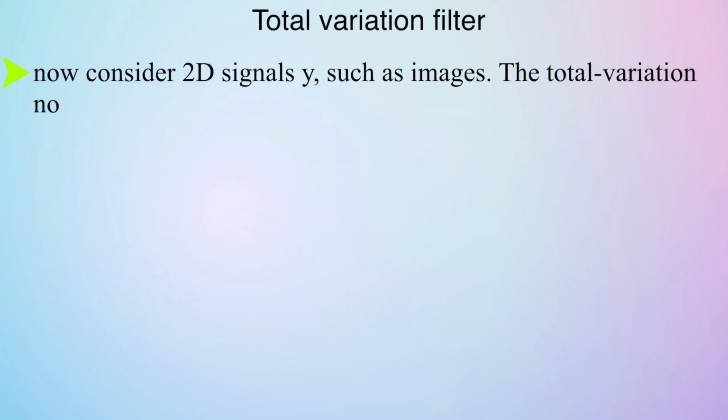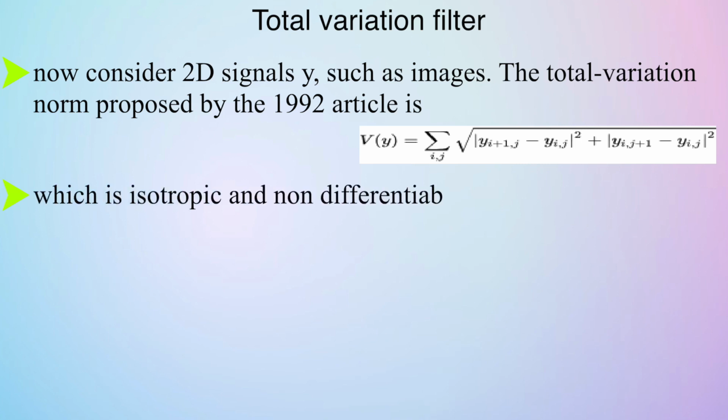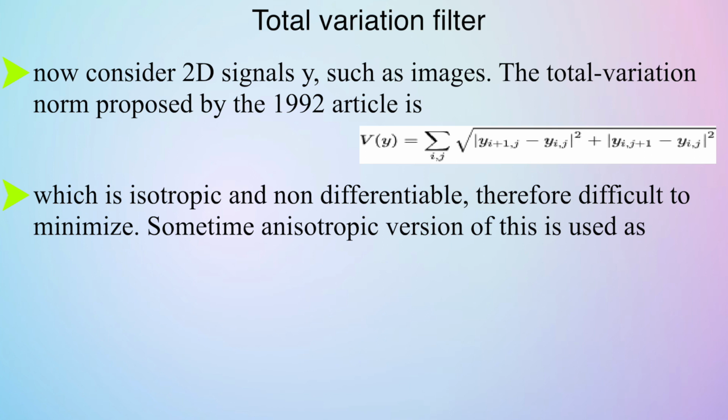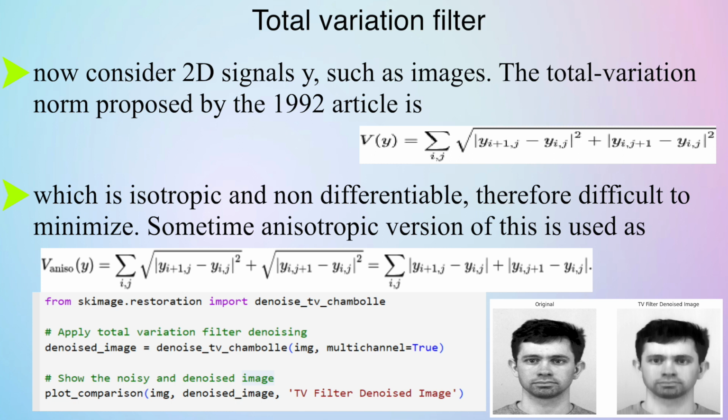Now consider a 2D image. So the equation for this is given by the summation over i, j of the square root of (y i plus 1, j minus y i j) squared plus (y i, j plus 1 minus y i j) squared, which is isotropic and non-differentiable. Therefore, it is very difficult to minimize. Sometimes people take an anisotropic version of this filter, where the difference in j plus 1 is taken separately and the difference in i plus 1 is taken separately. A standard denoising function is available for this purpose in the scikit-image library of Python.